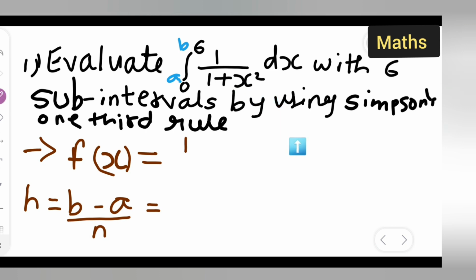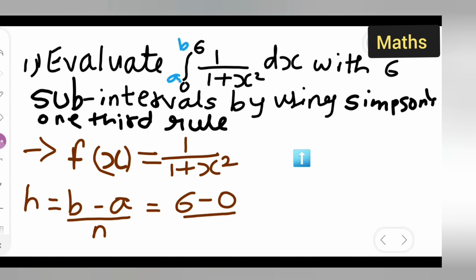1 upon 1 plus x square. Next, your upper limit is 6 and lower limit is 0, so 6 minus 0 upon the number of subintervals. How many intervals are there in total? 6. So n is nothing but 6. Basically you are getting 6 upon 6, which is 1.